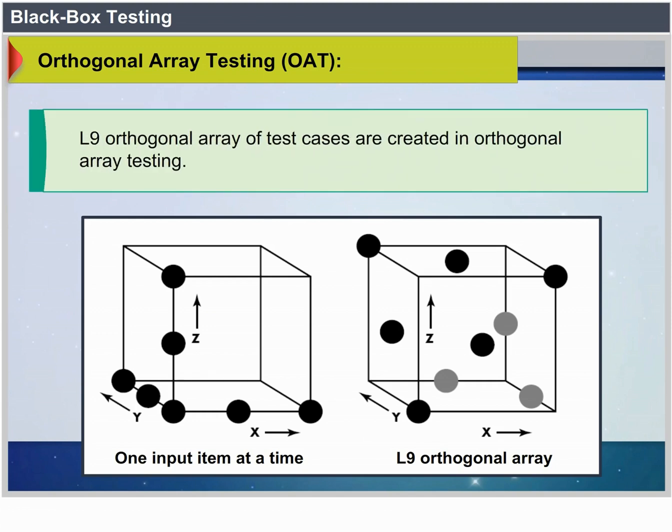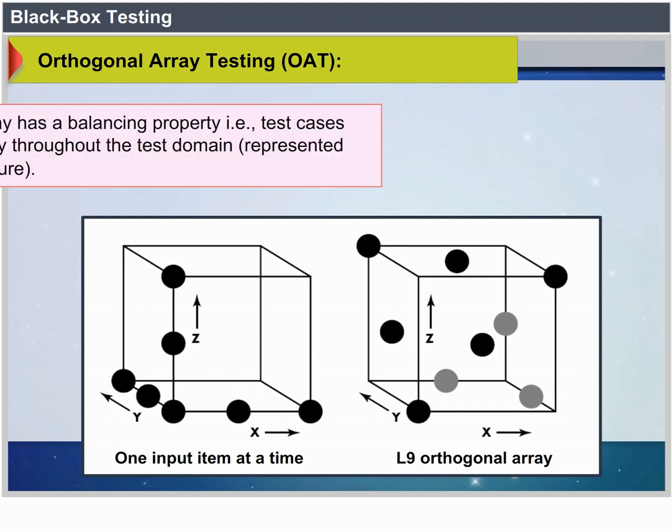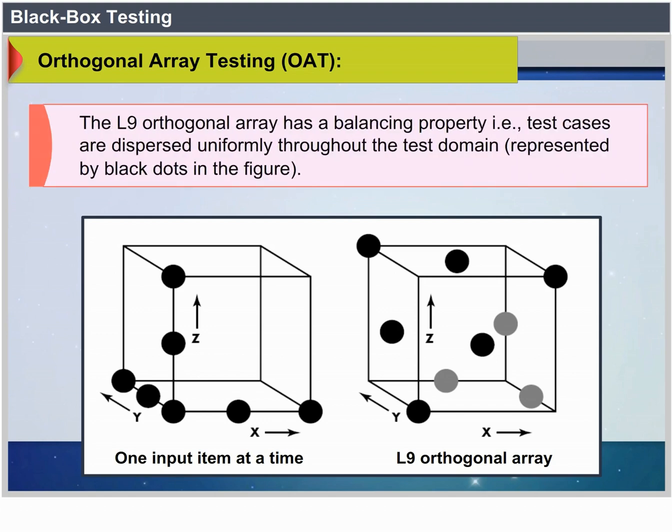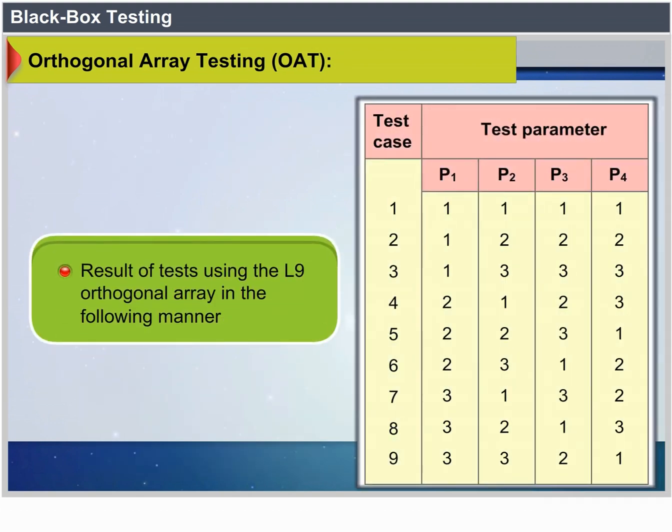L9 orthogonal array of test cases are created in orthogonal array testing. The L9 orthogonal array has the balancing property, that is, test cases are dispersed uniformly throughout the test domain, represented by black dots in the figure. Result of tests using the L9 orthogonal array is as follows.